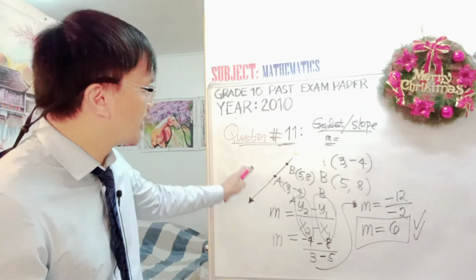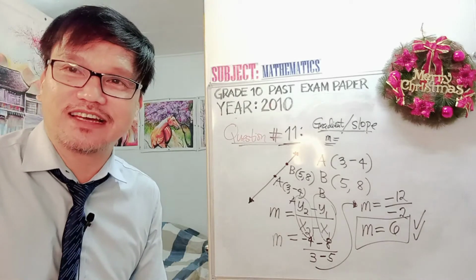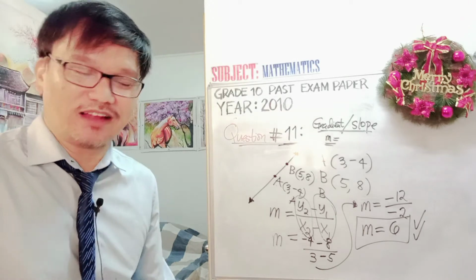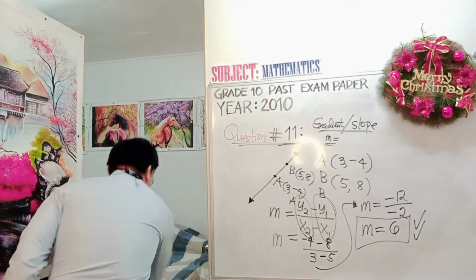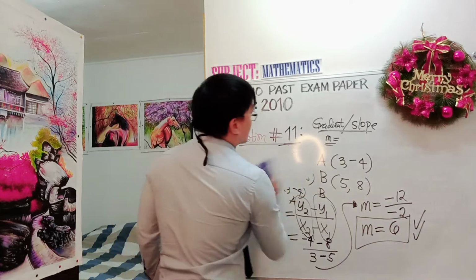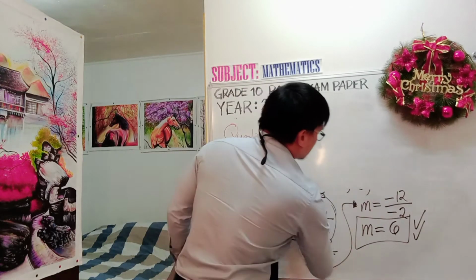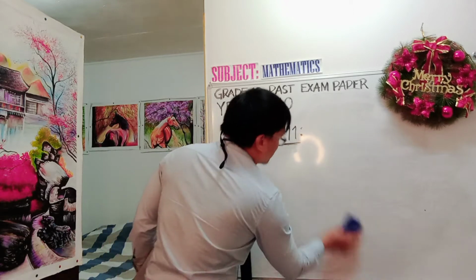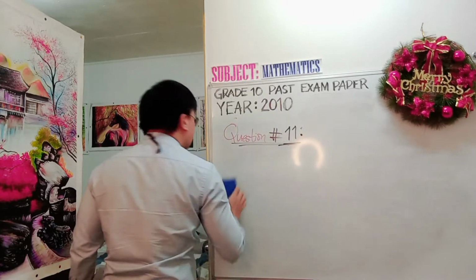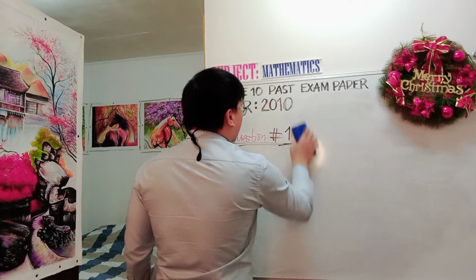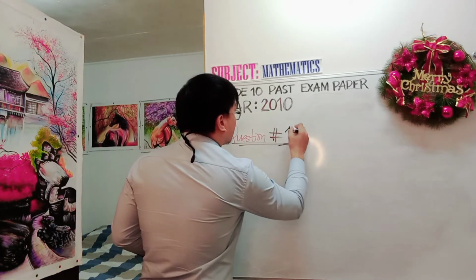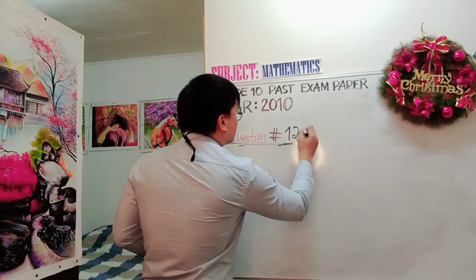So this is our question number 11 and we have done it. Let's now proceed to question number 12. What do you think is the question number 12 of the past exam paper year 2010 for grade 10 mathematics? What do you think? This is question number 12.